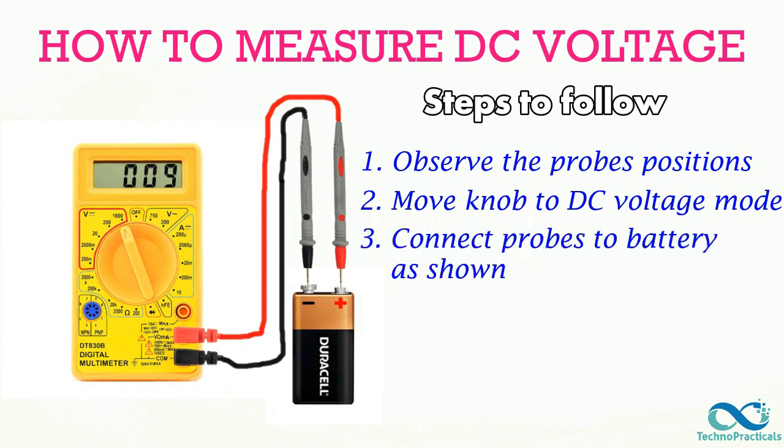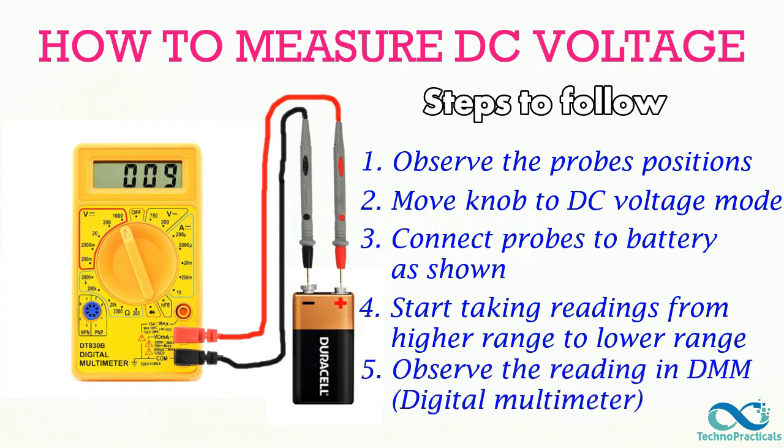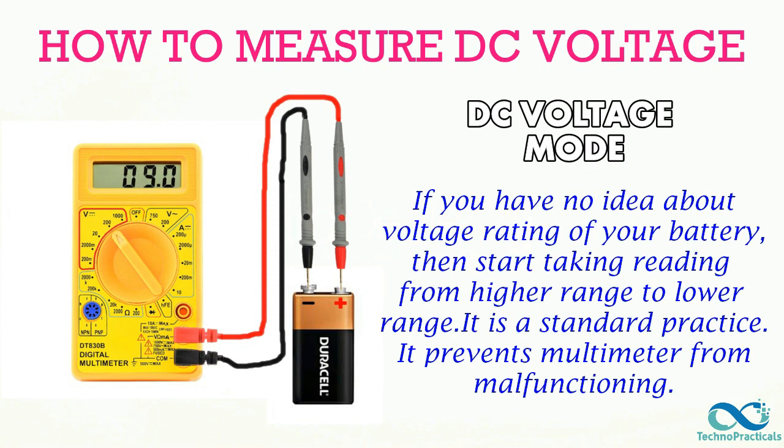Now connect red probe of multimeter to your positive terminal of battery and black probe to the negative terminal of the battery. Start taking readings from higher range to the lower range. Observe the readings in your digital multimeter. If you have no idea about the voltage rating of your battery, then start taking readings from higher range to the lower range. It is a standard practice. It prevents multimeter from malfunctioning and error readings.